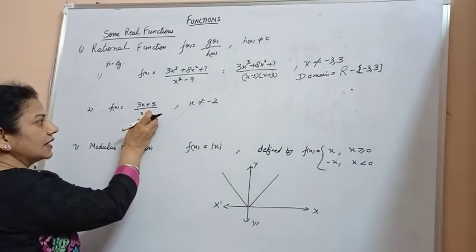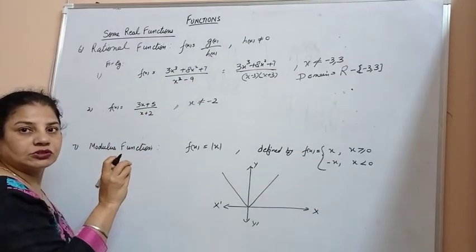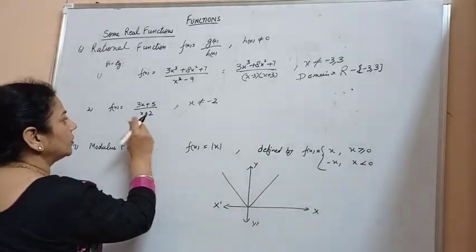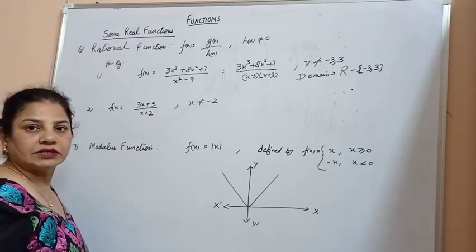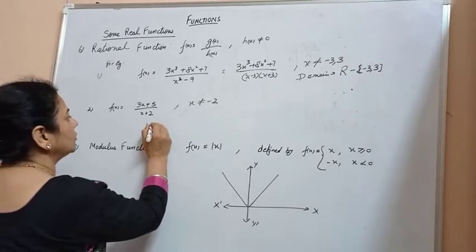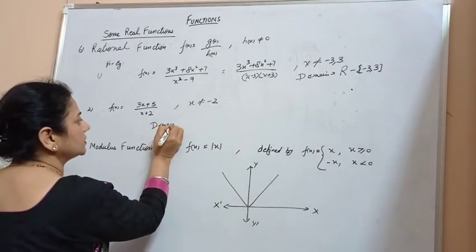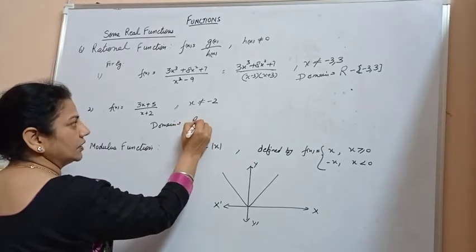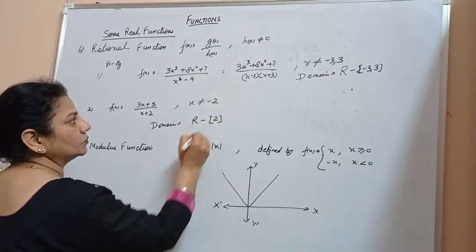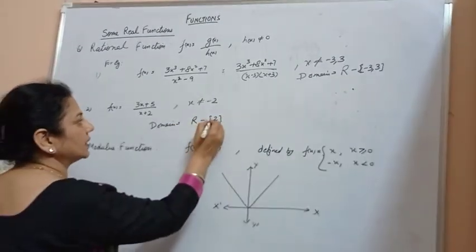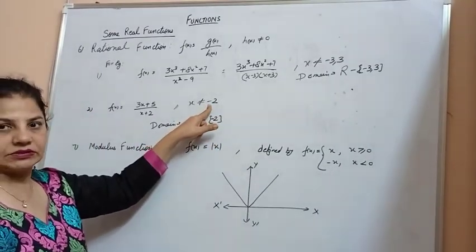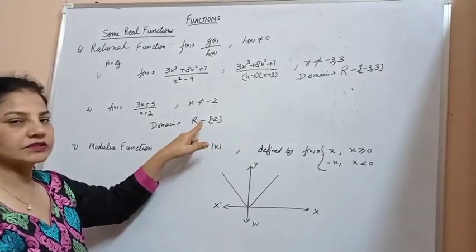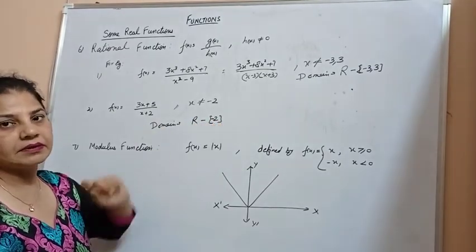In this particular case, x + 2, x should not be equal to minus 2, because if I take x as minus 2, the denominator becomes 0 and the function is not defined. So we say that the domain of this function is real numbers except minus 2, because x cannot take the value minus 2.